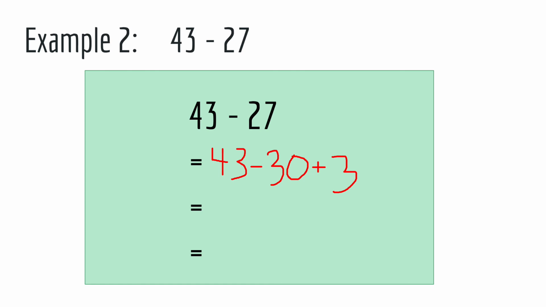Next, we're going to subtract first 43 minus 30, which gives us 13. And then we still have to add our 3 extra that we took, so 13 plus 3. And this gives us an answer of 16. So the answer to example 2, 43 minus 27, is 16.